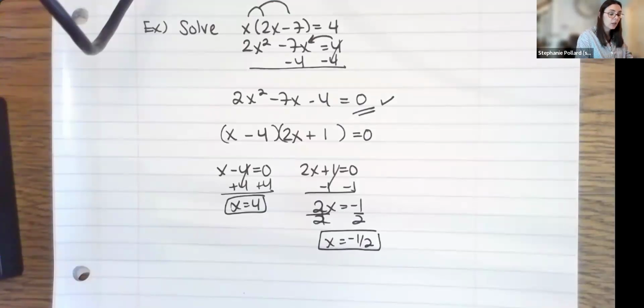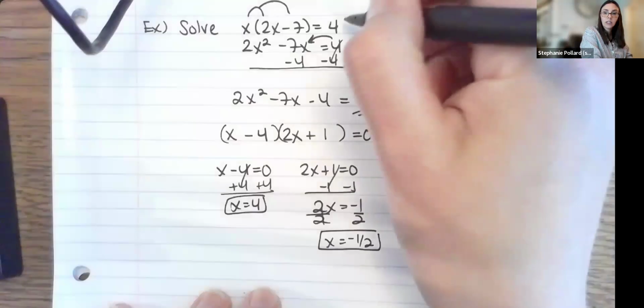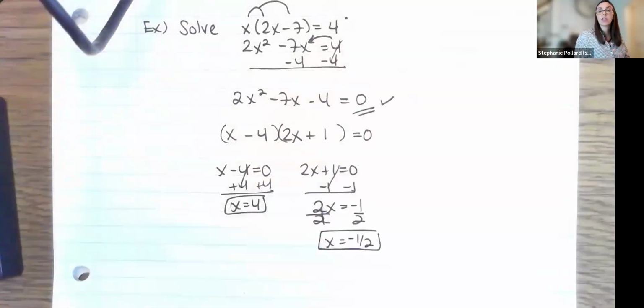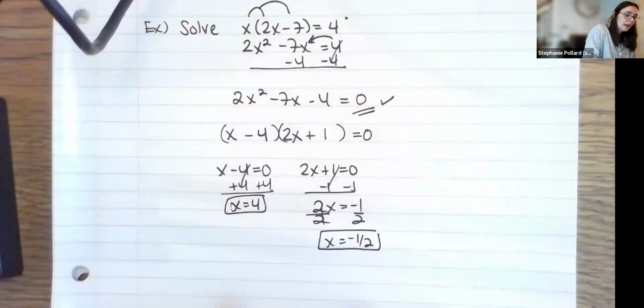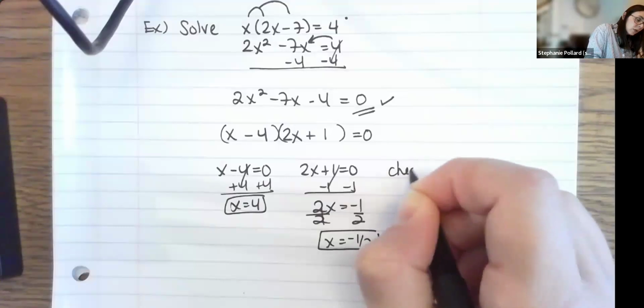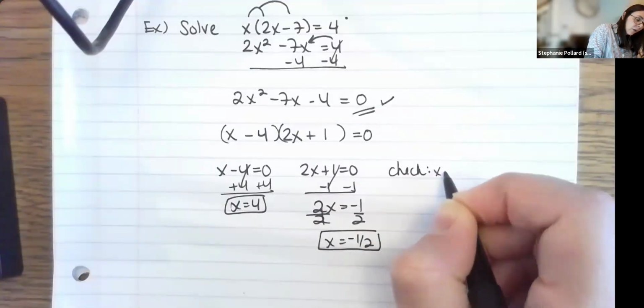And again, how do you check those? Always go back to your original problem up here when you're checking to make sure you didn't make any mistakes along the way. And remember, we check by plugging it back in. So let me do the first one for us. We'll just do a quick check here. I'm going to do x equals 4.